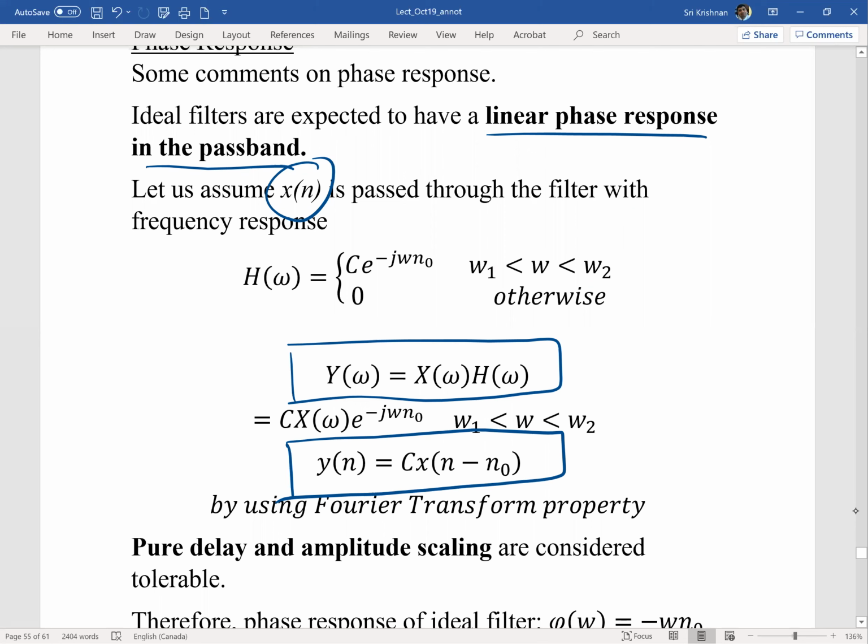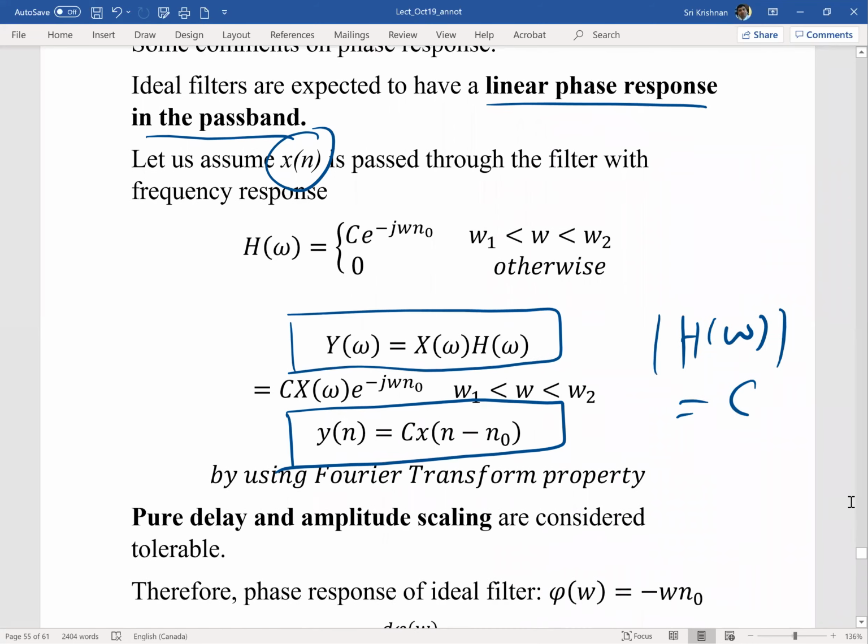So if you try to get the magnitude of H(omega), it will be 1, or in this case it would be c, a constant, because the magnitude of the exponential function e to the power minus j omega n naught is 1. And obviously it has a phase of minus omega n naught. So when we do the inverse Fourier transform on Y(omega), y[n] is c times x[n minus n naught].